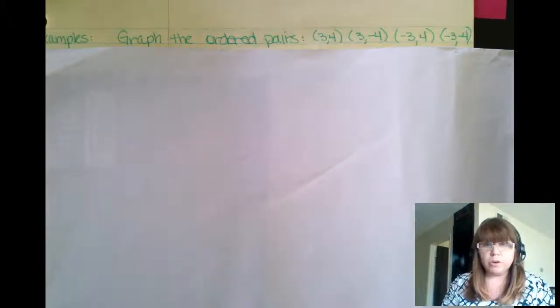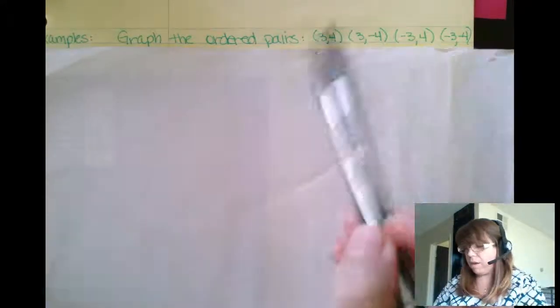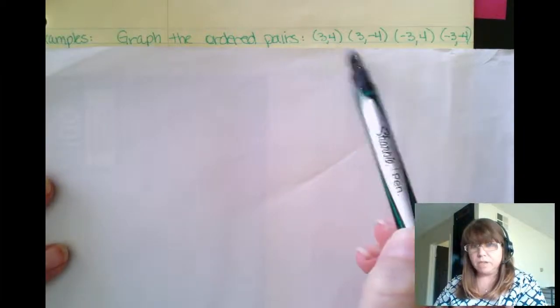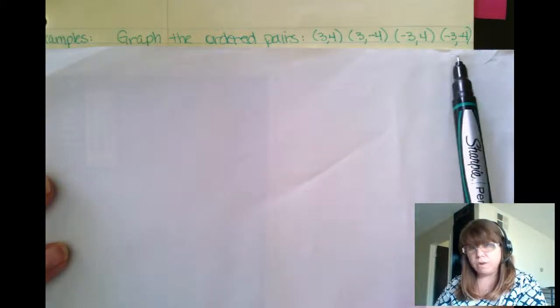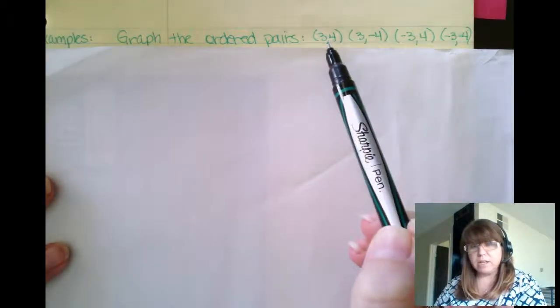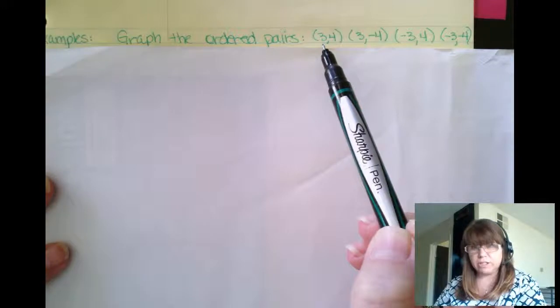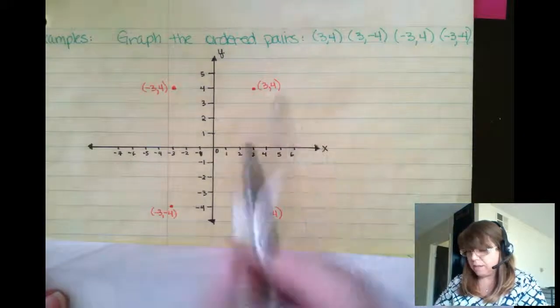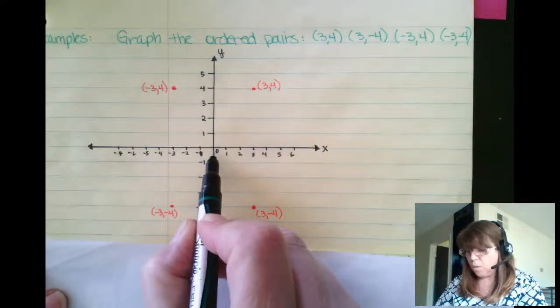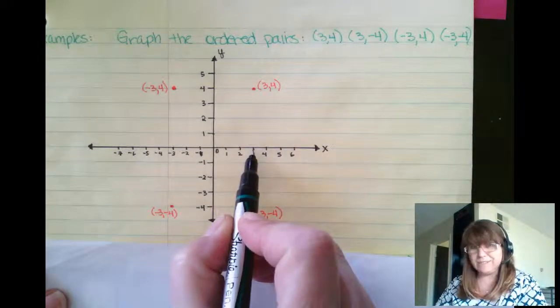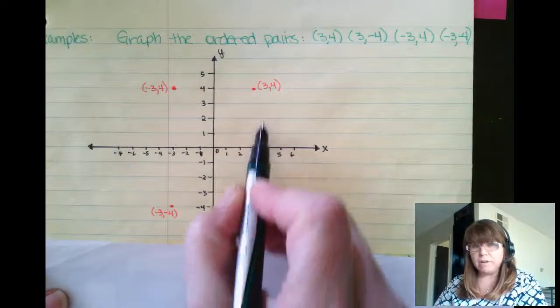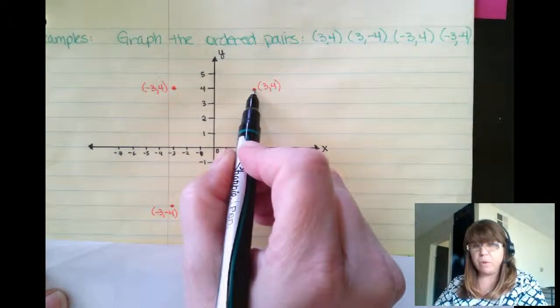I've written down 4 ordered pairs. The ordered pairs are (3, 4), (3, -4), (-3, 4), and (-3, -4). So let's plot the ordered pair of (3, 4). That means 3 in the positive x direction and 4 in the positive y direction. So here's my graph. I start at 0 and I move 3 to the x, 1, 2, 3, and then I move up 4, and there's my point, (3, 4).